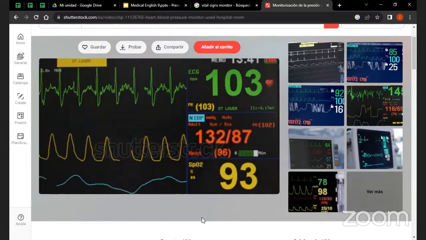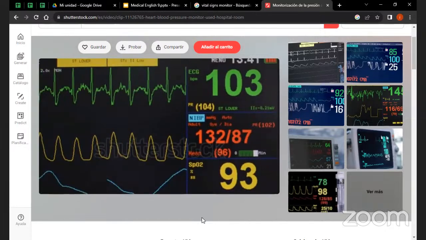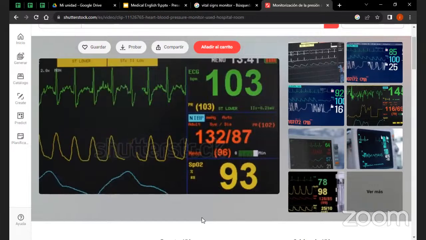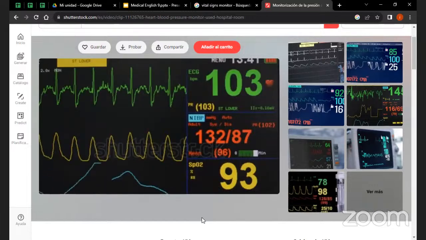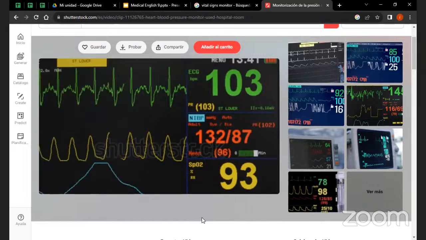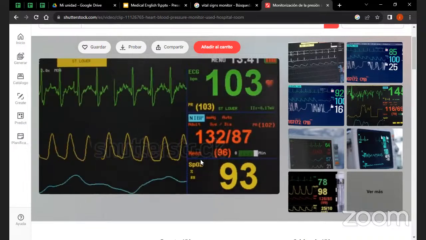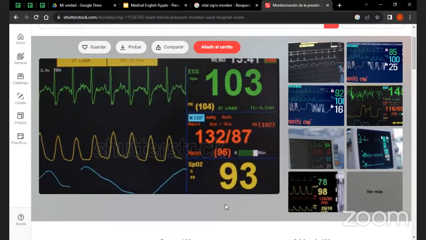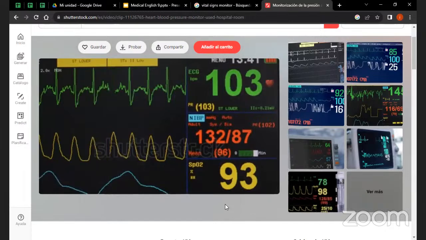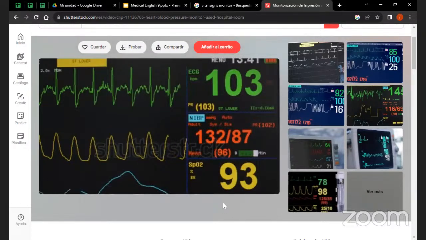Yes. Okay, we have 103 heart rate, and the blood pressure is 132/87, and saturation, I don't remember how to say that, is 93. Okay, the oxygen saturation. Oxygen saturation, yes. Considering that the patient is in your country, how could you start to control this?